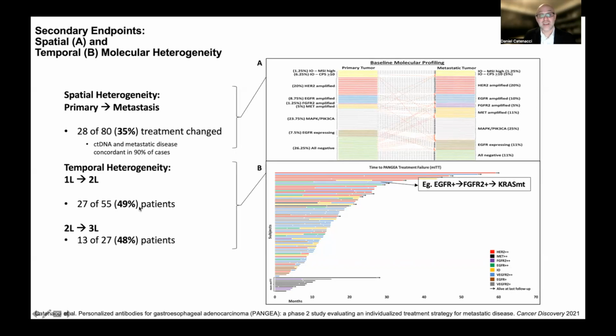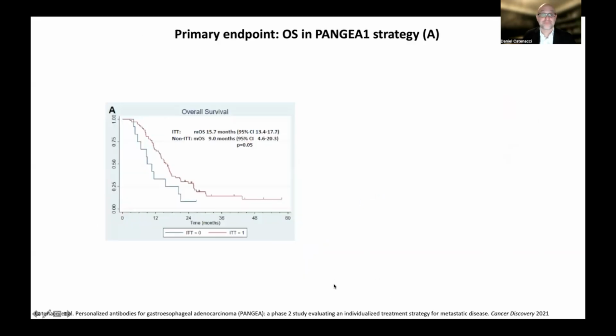Whereas here you see this transition, this heterogeneity temporally, because we were putting pressure on the actual target to select for other cancer cells that didn't have that target. And so there we saw this heterogeneity in the Pangea treated group, but not so much in those treated with just the chemotherapy arms.